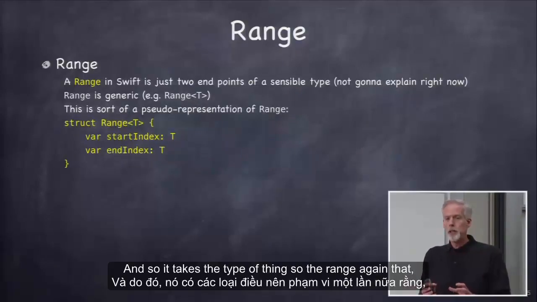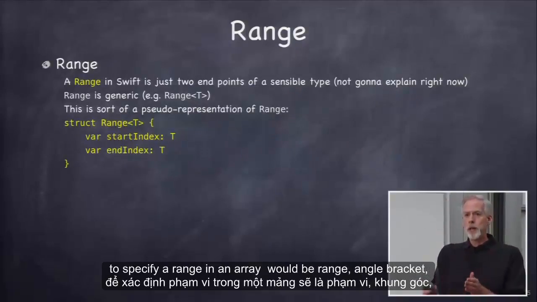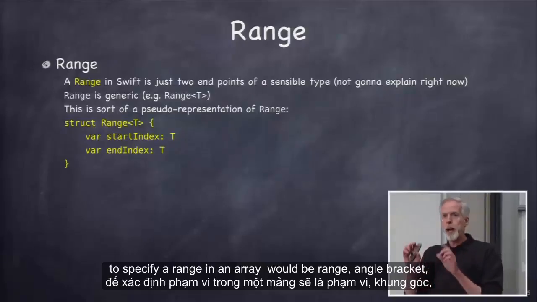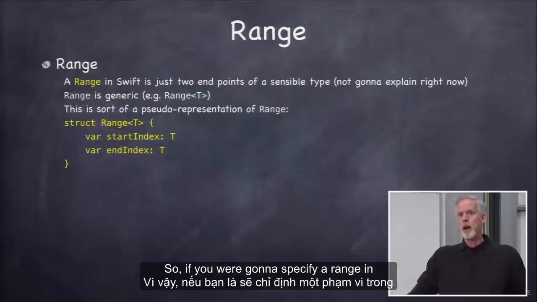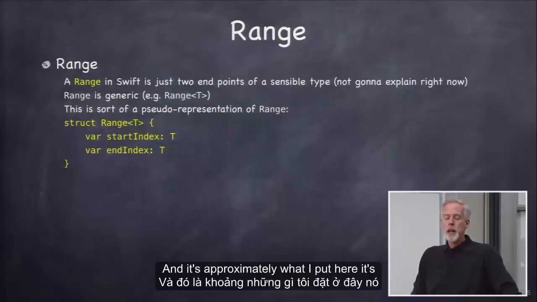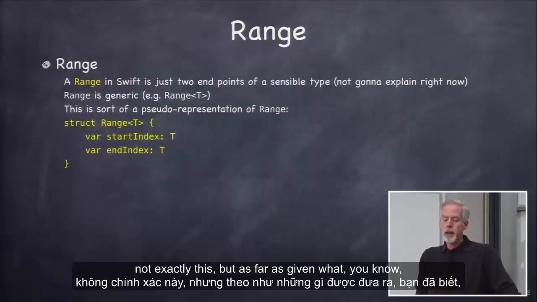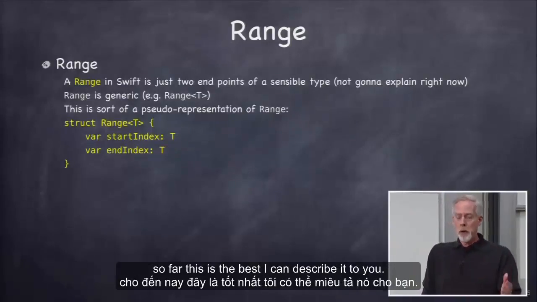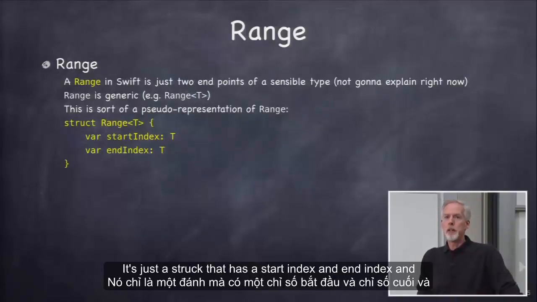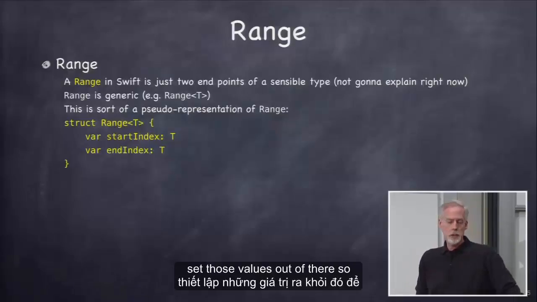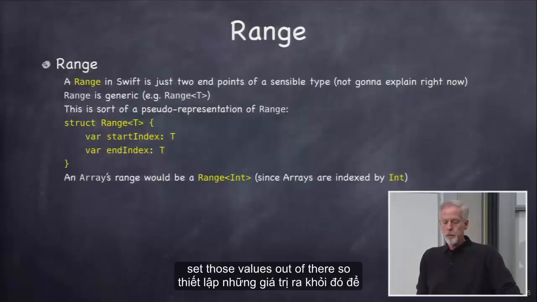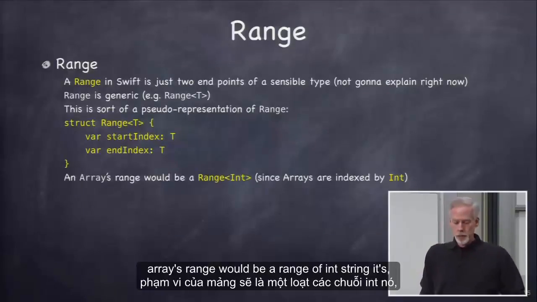So to specify a range in an array would be range angle bracket int, because ints are how you index an array. So if you were going to specify a range in an array, they would be ints, okay? And it's approximately what I put here. It's not exactly this, but given what you know so far, this is the best I can describe it to you. It's just a struct that has a start index and an end index. And it is a struct. You can go and get those values and set those values out of there. So an array's range would be range of int.